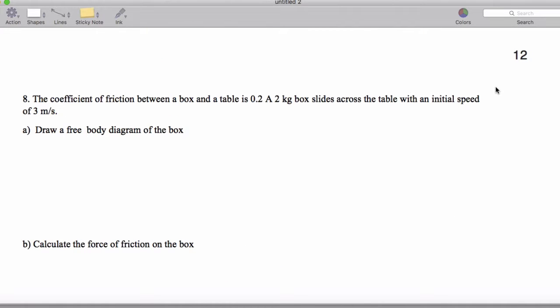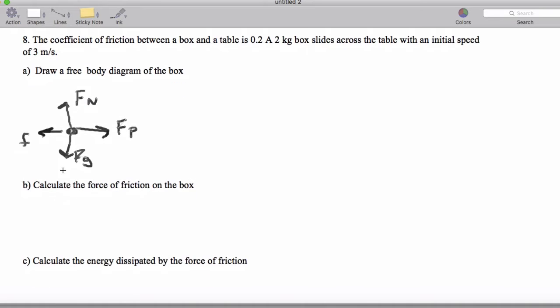We have the coefficient of friction between the box and the table is 0.2. And we're sliding with an initial speed of 3 meters per second. Let's draw the normal force and the weight force. We have the pushing force. And I don't know if the pushing force balances the friction force. I'm just going to draw it here.